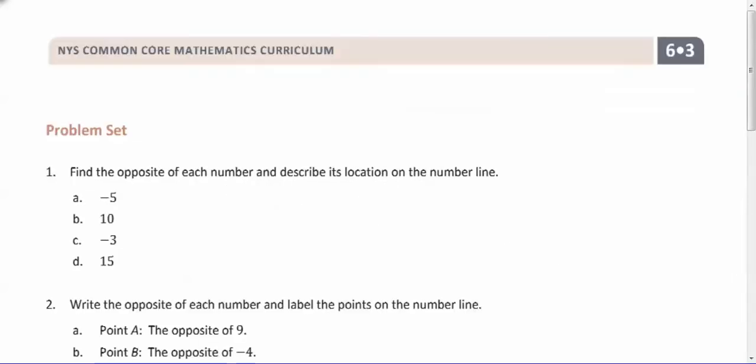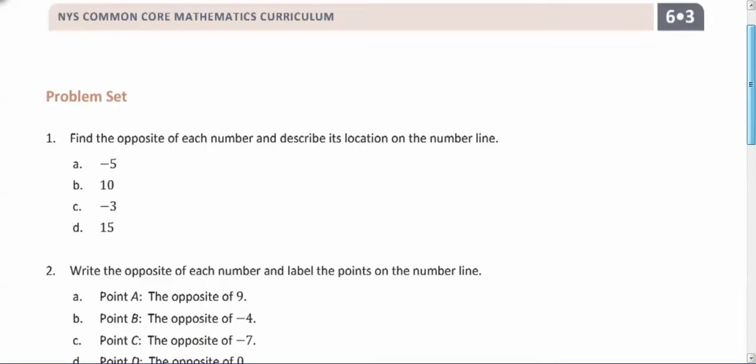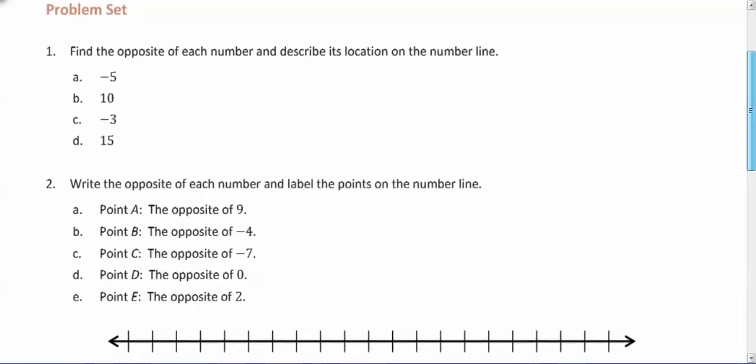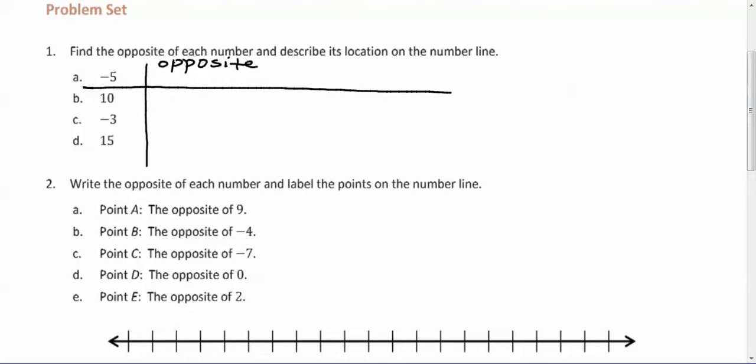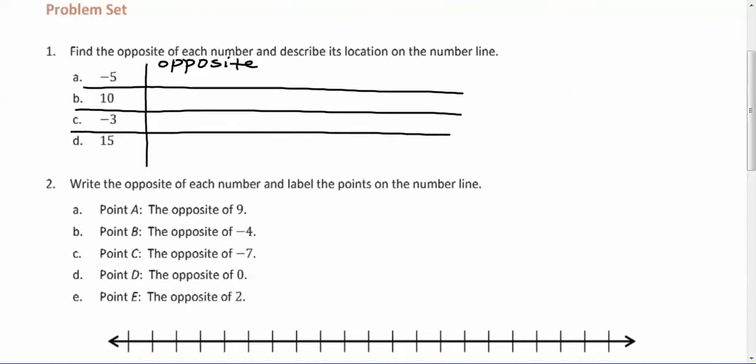All right, the problem set is going to be your homework. So the first part says find the opposite of each number and describe its location on the number line. So what I'd like you to do here is maybe make a chart that says opposite. Okay, and then section this off, and then make a number line of both numbers.